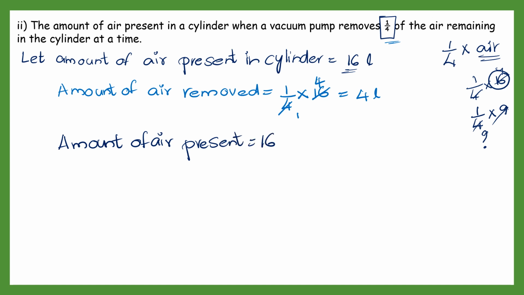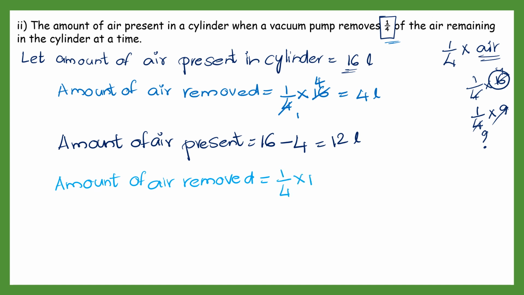Initially it is 16. It will remove 4 liters, so 12 liters will be present. Now again, what will it do? Again 1/4 of the air is removed. Every time, the vacuum pump will remove 1/4 of the air present. So 1/4 into 12. 4 ones are 4, 4 threes are 12, so 3. Now it will remove 3 liters.